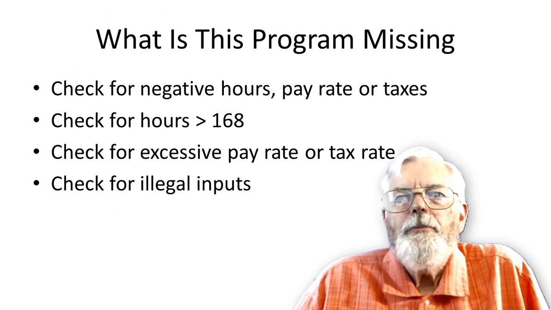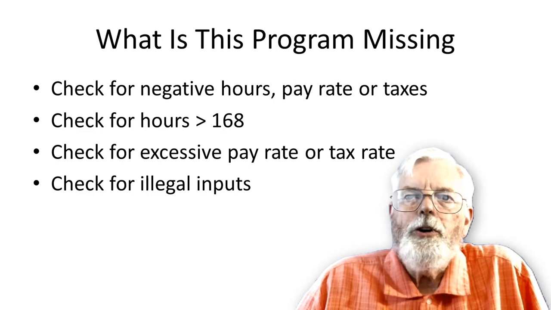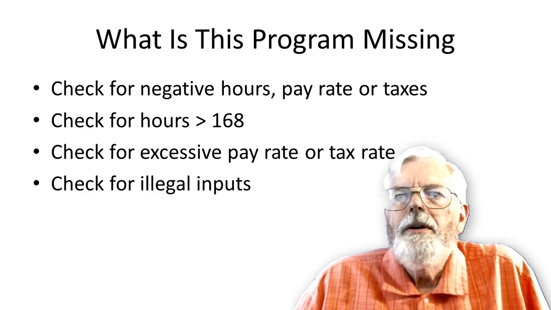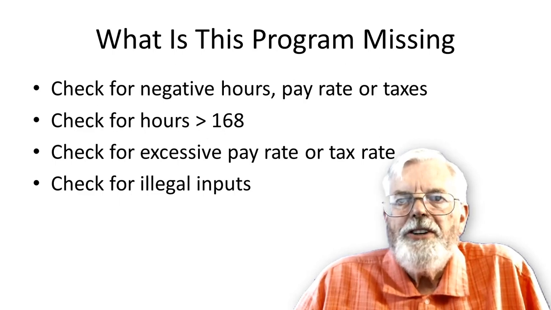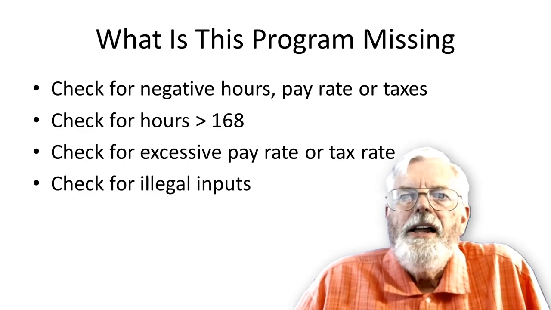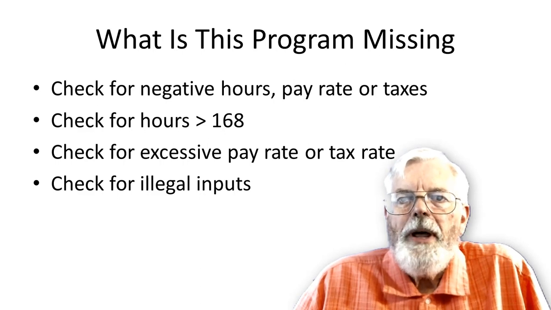This may seem like a big task for your first program, but a lot of code is missing to make a robust program that is more user-friendly and able to detect and handle bad inputs. Here are some of the things that are missing that we will need to learn how to process in later projects. Check for negative hours, pay rate, or taxes. Check for hours greater than 168. Check for excessive pay rate or tax rate. Check for illegal inputs.